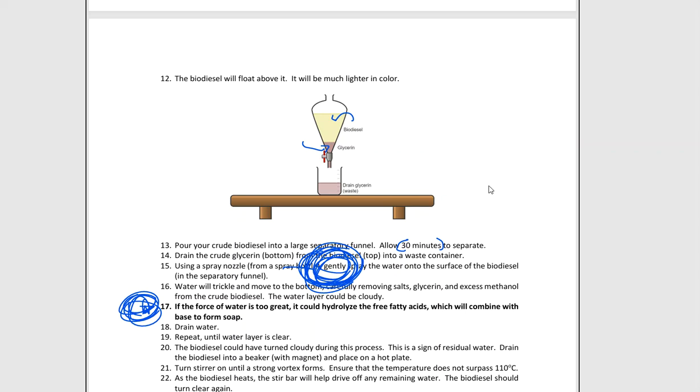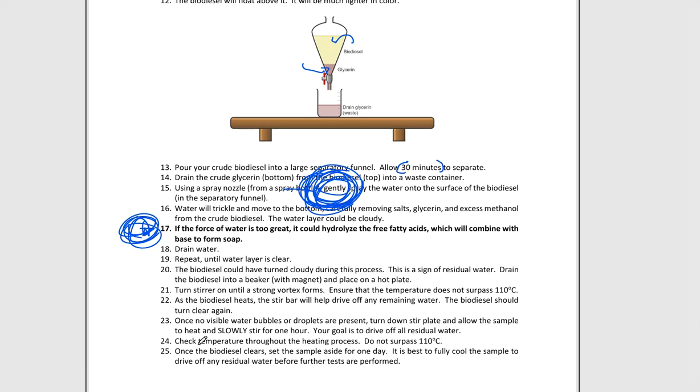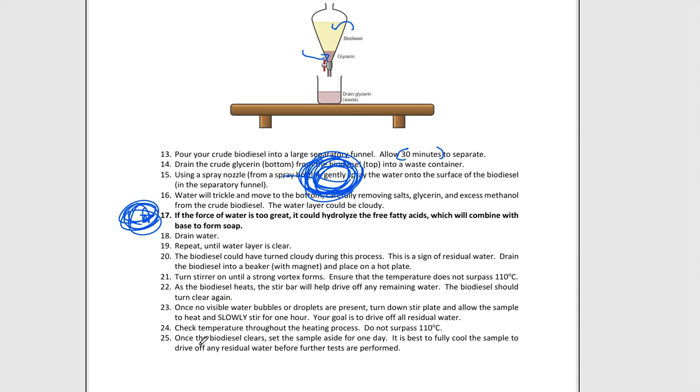After we wash it once or twice, we start to see that water layer not get cloudy anymore. Then we can actually add water at a quicker rate and clean it faster, because we're not worried about the reaction that happens between the base and the biodiesel anymore, because the base is not actually there. Number 18, drain the water layer. Number 19, it says repeat that washing until that water goes clear.